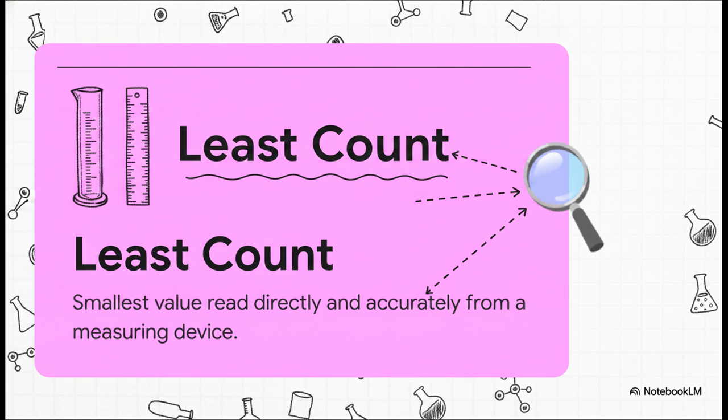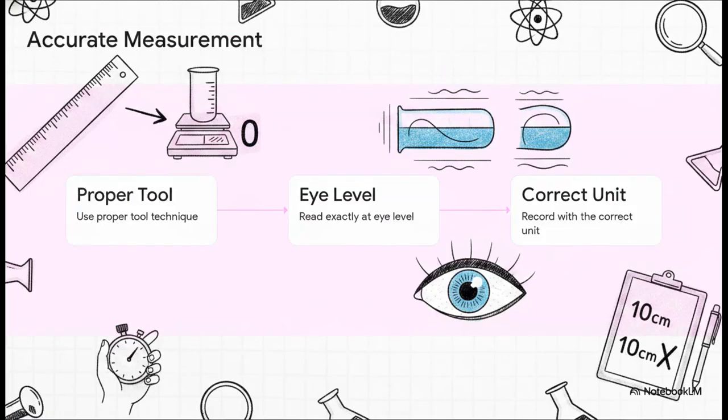Understanding the least count of your tool tells you exactly how precise your data can actually be. If you want to gather truly reliable data, you've got to follow a strict methodical workflow.